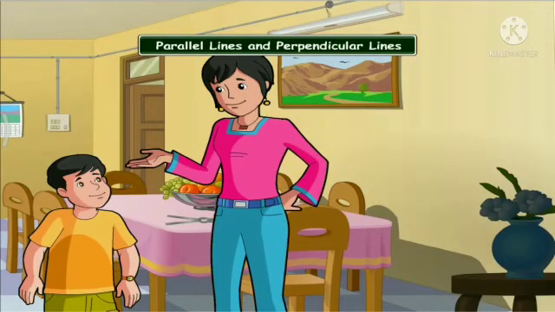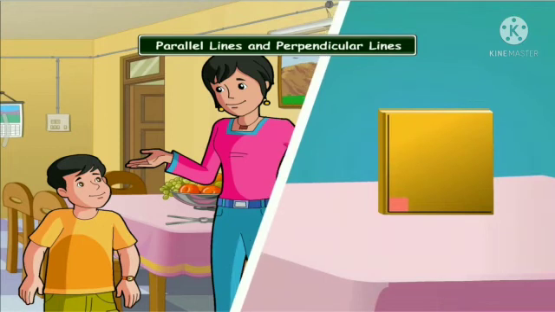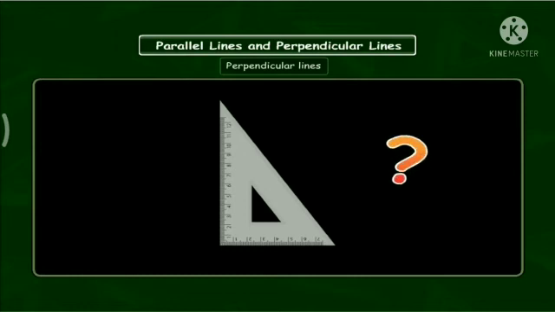Now let's see what perpendicular lines are. Perpendicular lines means when two lines form an angle of 90 degrees with each other, they are known as perpendicular lines. In a simple way, if two lines intersect each other at 90 degrees, those lines are known as perpendicular lines. As you can see in this example, a book is given. Clear, the two edges of your notebook form 90 degrees, so they are known as perpendicular lines. Clear, students? Now here see the set square is given.